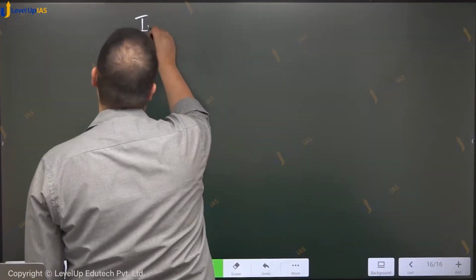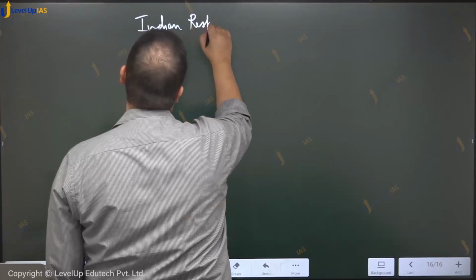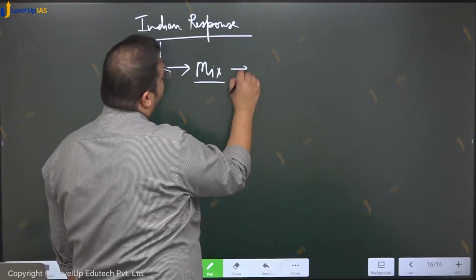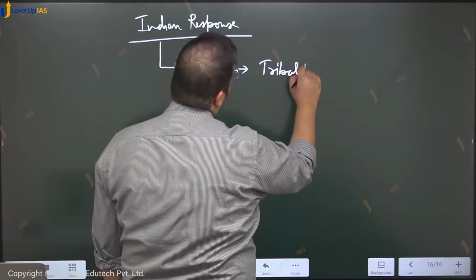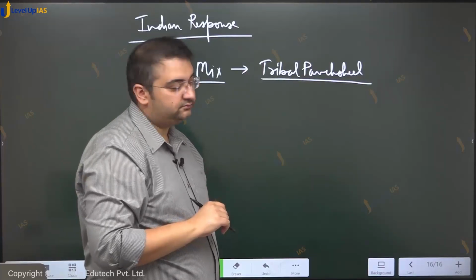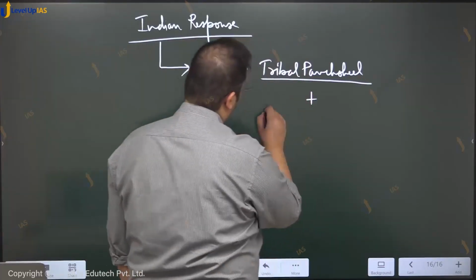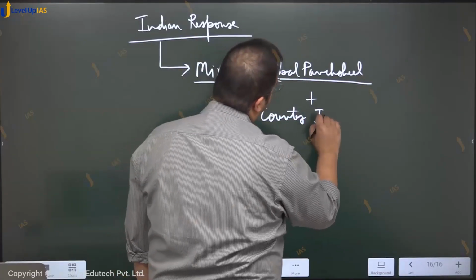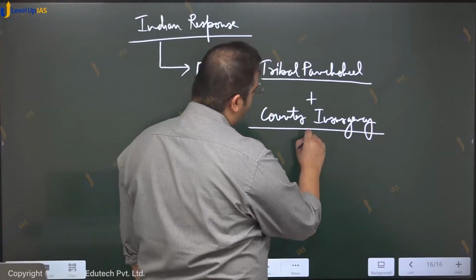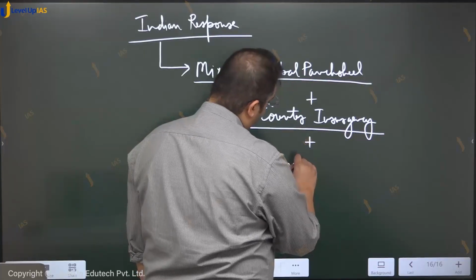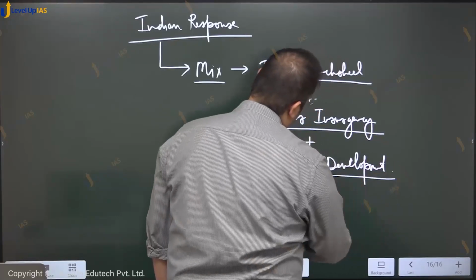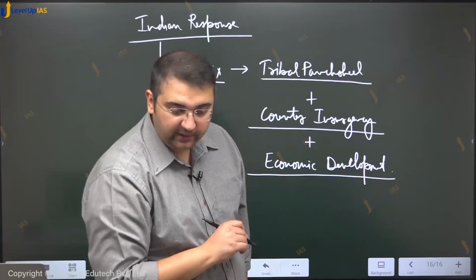The Indian response has been a mix of the application of the principles of tribal Panchsheel, counter-insurgency, and economic development in order to weaken the influence of left-wing extremism.